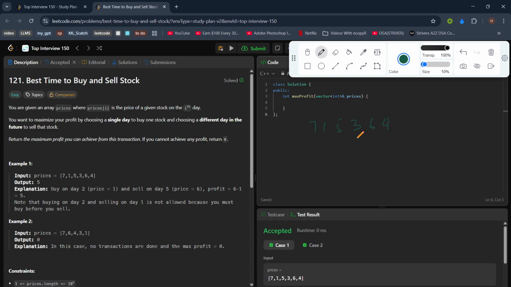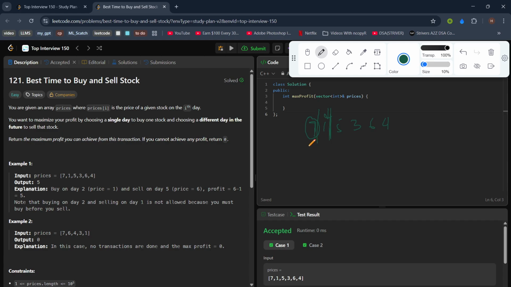Assume you do not know what is coming in the rest of the array. Suppose you are at day one only. You do not know the prices of the next days. But at day one, if you haven't bought the stock, you need to buy at least. So suppose you buy on day one and your price was 7. Then you need to sell on the next day only. Suppose you try to sell on the next day, but you will not sell because the price is low and you will not have any profit.